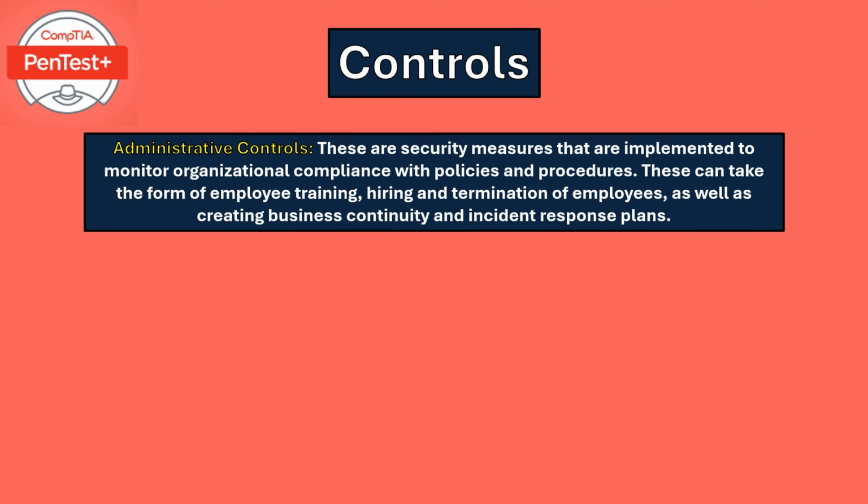There are three main types of security controls that organizations can implement. The first type are administrative controls. These are security measures that are implemented to monitor organizational compliance with policies and procedures. These can take the form of employee training, hiring and termination of employees, as well as creating business continuity and incident response plans.